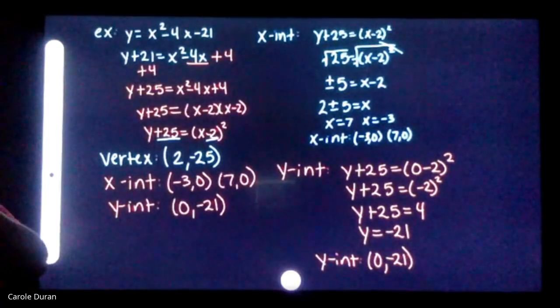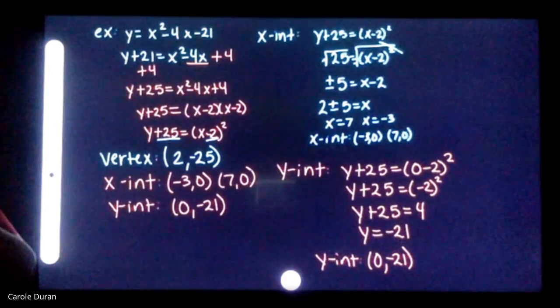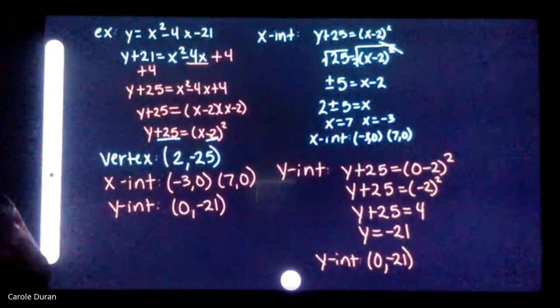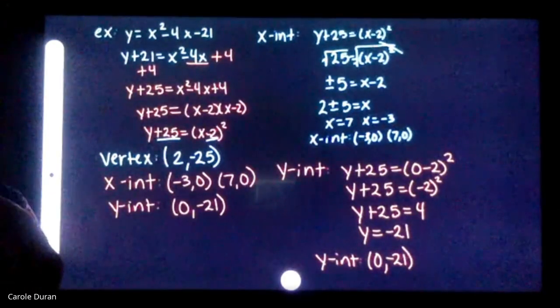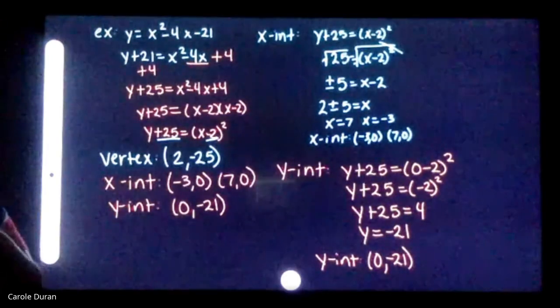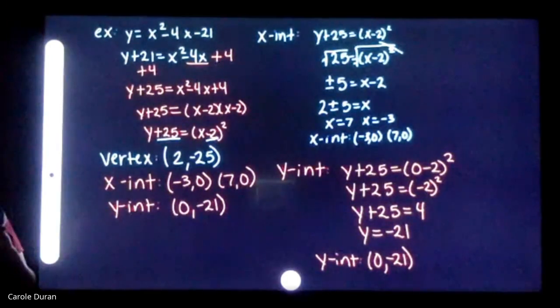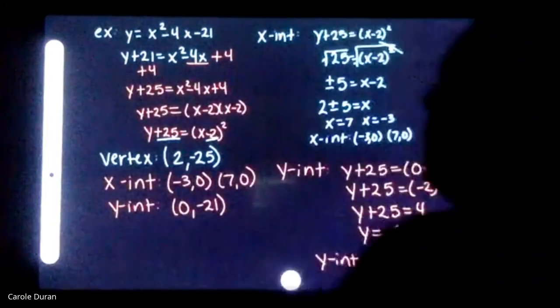Any questions, concerns, or issues with this? So all we did was we transformed it into vertex form. We identified our vertex, we identified our x-intercepts, and we identified our y-intercept. Anybody have any major issues with those things? That's all we're doing for the first part.